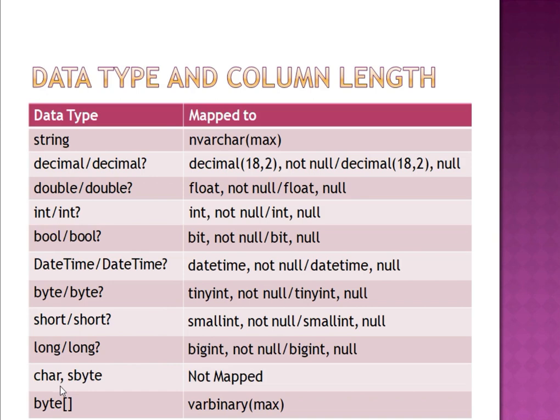One more important thing I want to say here is that char and sbyte do not map in the database, so do not use these data types for your property. A byte array will be mapped as varbinary. Suppose you want to save any file in byte format, in that case you can use a byte array.